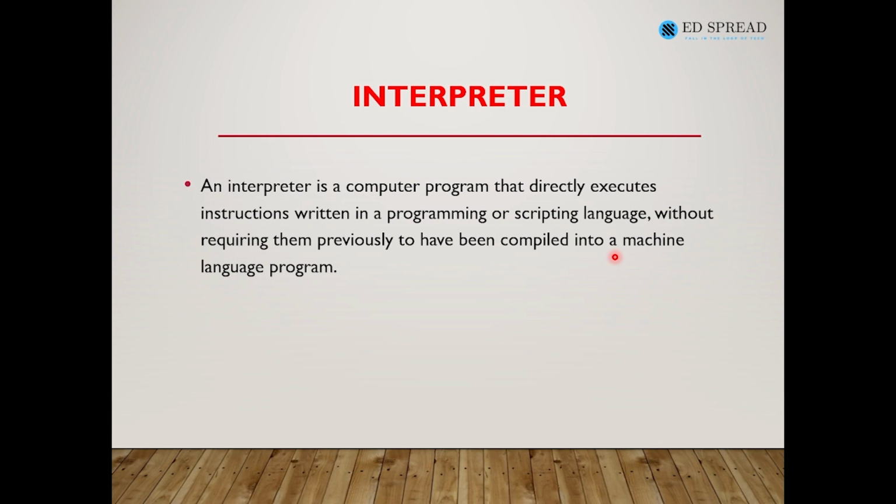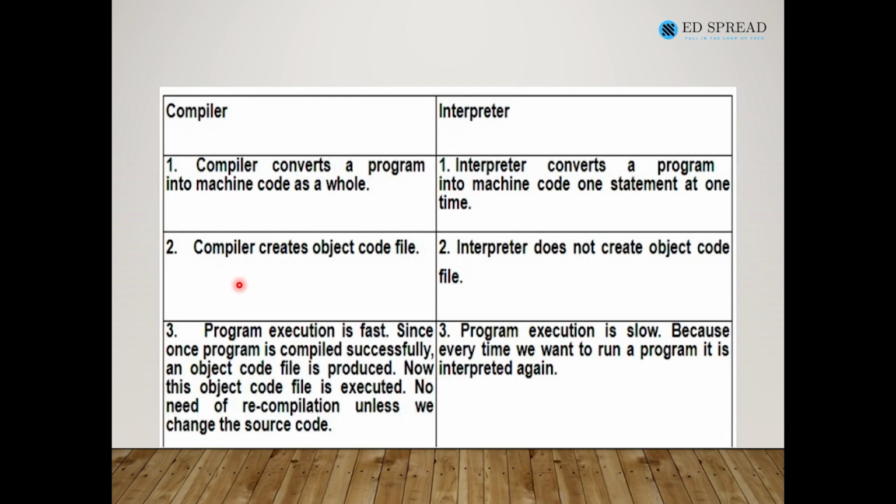Because it is not compiled directly, an interpreter executes programs without requiring them previously to have been compiled into a machine level language program. Without being compiled, we are going to interpret it, so we don't need to create an object code file. Program execution is relatively fast in a compiler program, and the object code file is produced.